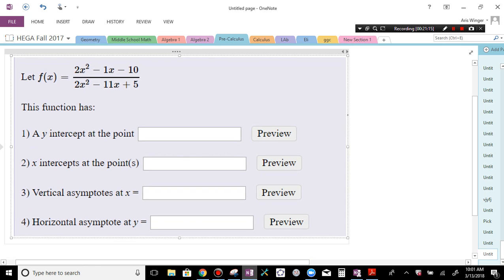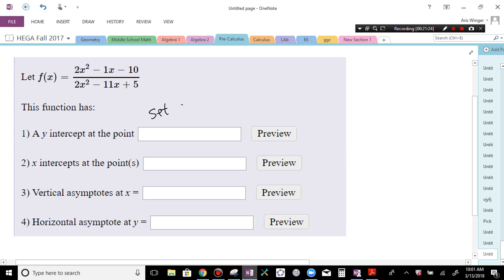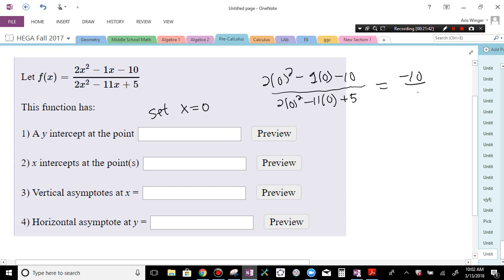So the y-intercept, we know how to do all of this. Set x equal to 0 and solve and see what you get. So you get 2 times 0 squared minus 1 times 0 minus 10, all over 2 times 0 squared minus 11 times 0 plus 5. Nothing survives in the numerator but negative 10, in the denominator, 5. So they probably want the point (0, -2). We'll try and enter it that way, see if it likes it.